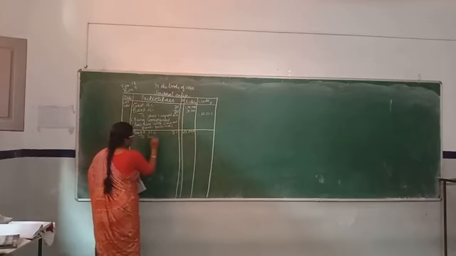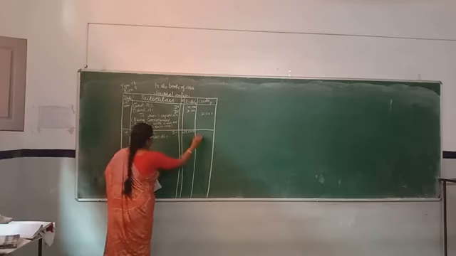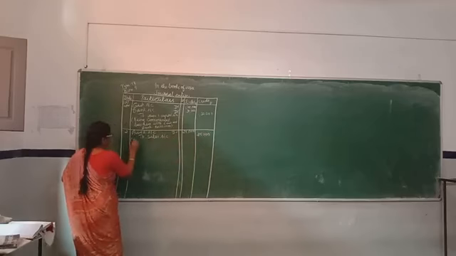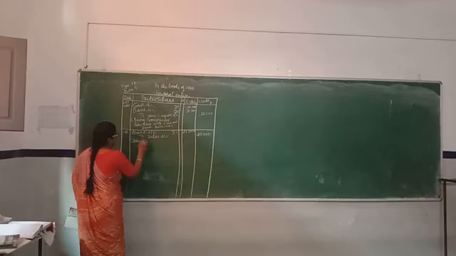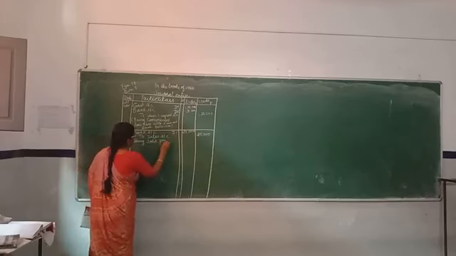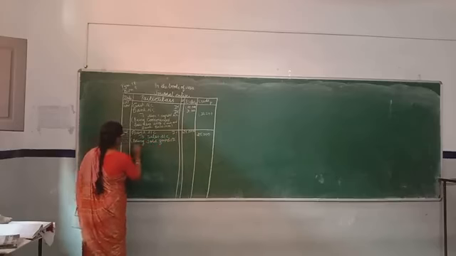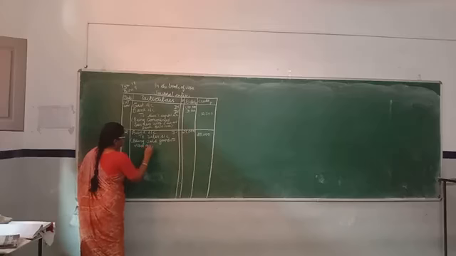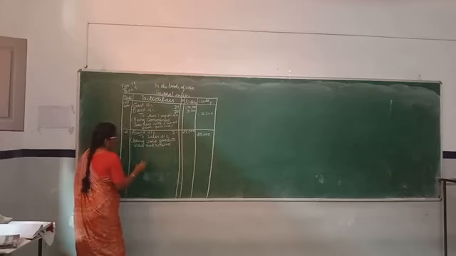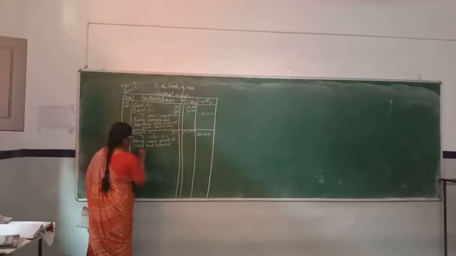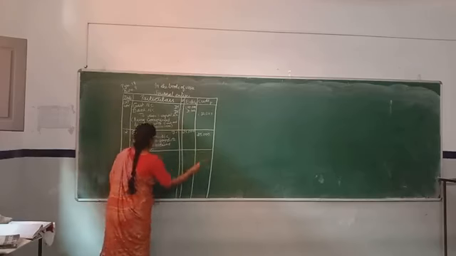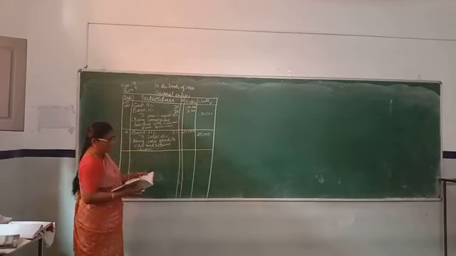To sales account 25,000. Being sales, sold goods to Jyoti and received a check. Completed.